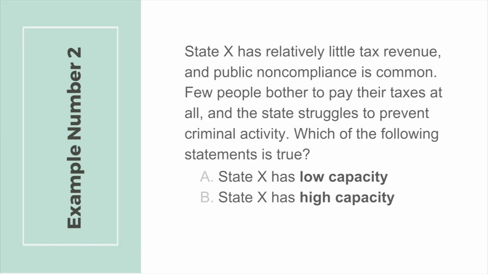Let's try another one. Take a moment and think about this example. State X has relatively little tax revenue, and public non-compliance is common. Few people bother to pay their taxes at all, and the state struggles to prevent criminal activity. Which of the following statements is true? A. State X has low capacity. B. State X has high capacity.